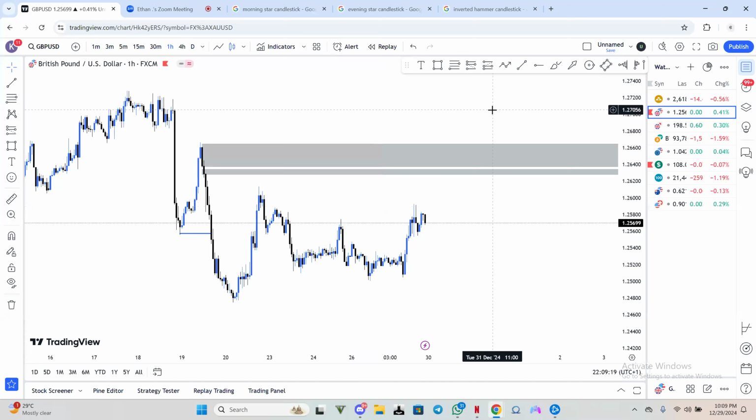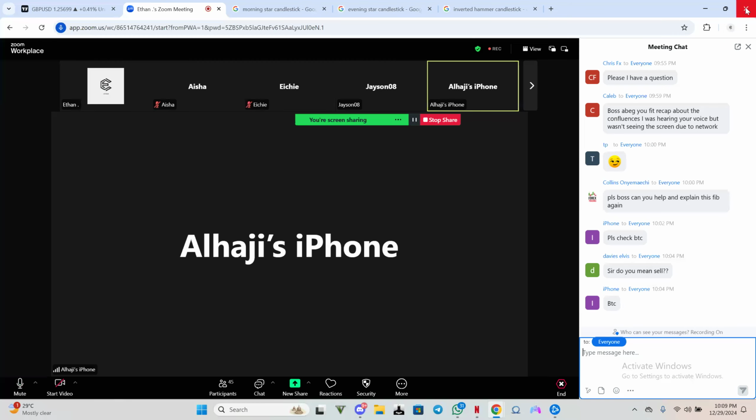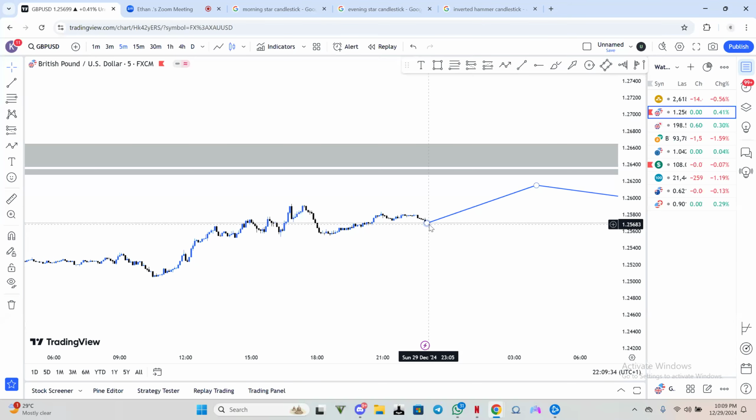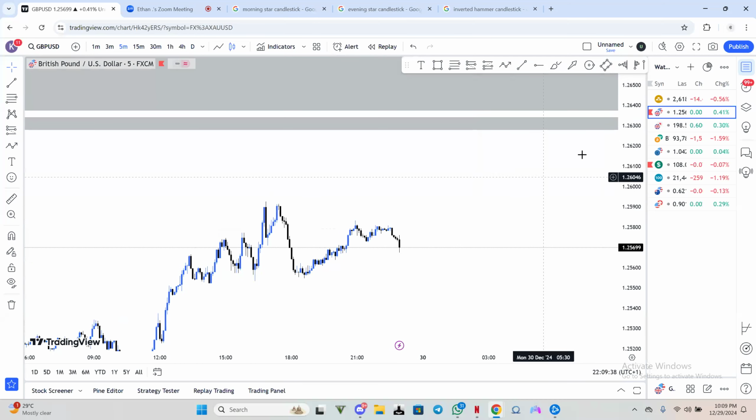So now let's say price action on this 1 hour time frame has gotten to your fair value gap, like this. You then go to your 15 minutes or 5 minutes to look for a change of character, like the one I did on gold. Like this was what I did on gold.